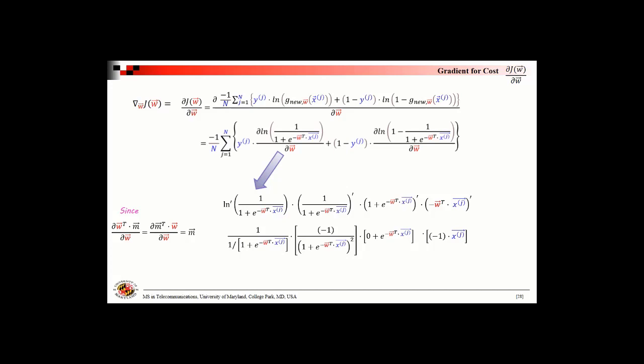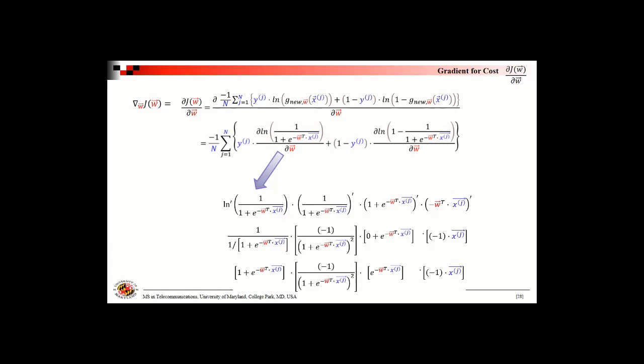Now, from one of the properties that you'll find in our course resources in the PDF file with the linear algebra identities, you'll know that the derivative of w transpose m with respect to w is equal to the derivative of m transpose w with respect to w, which is equal to m. So we know that the derivative of minus w transpose x is going to be minus 1 times x, since x is sort of the m in this example.